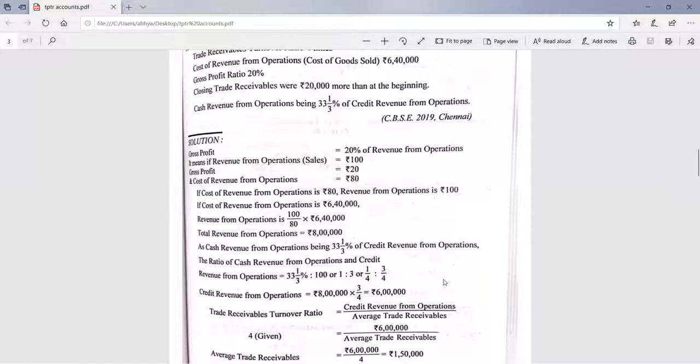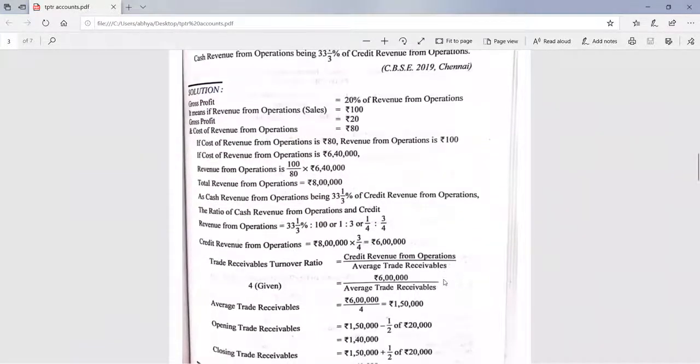Closing trade receivables were 20,000 more than in the beginning, and we have to find out average trade receivables. Then the cash revenue from operations being 33 1/3. Whenever a fraction in this manner is given in the question, it means 1/3. If you don't want to solve this fraction, 33 1/3 means 1/3, like if 25% is given, it means 1/4. Similarly, 33 1/3 means 1/3 of credit revenue from operations. So now this is the solution.